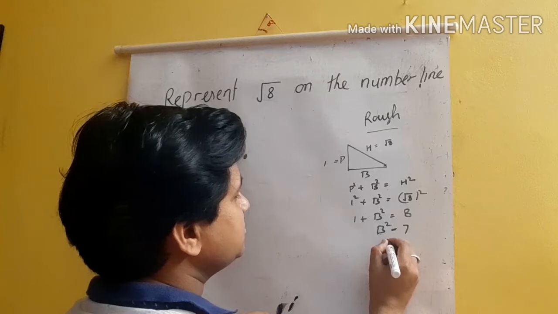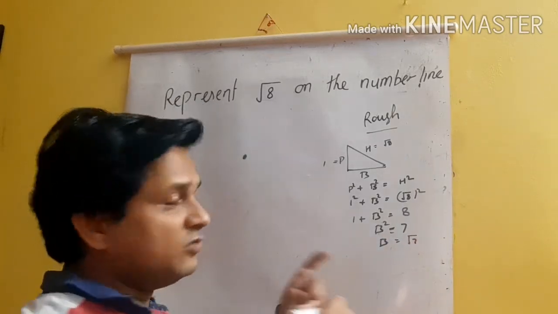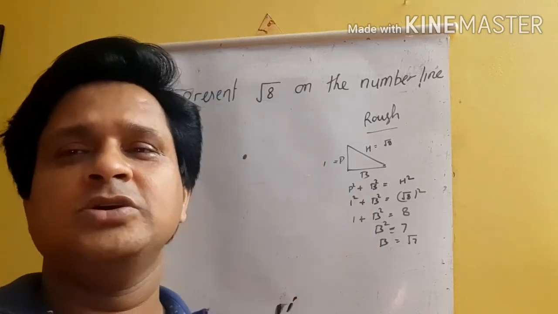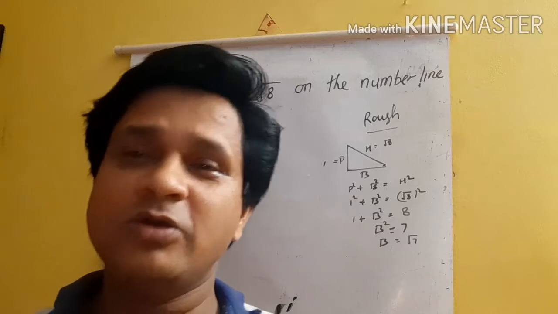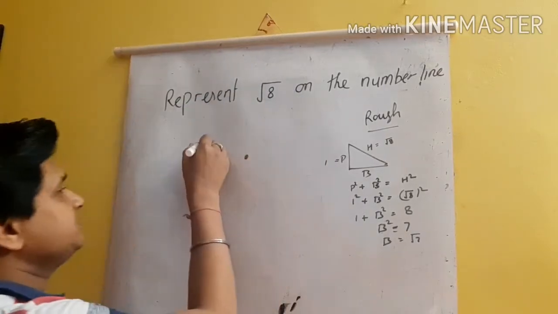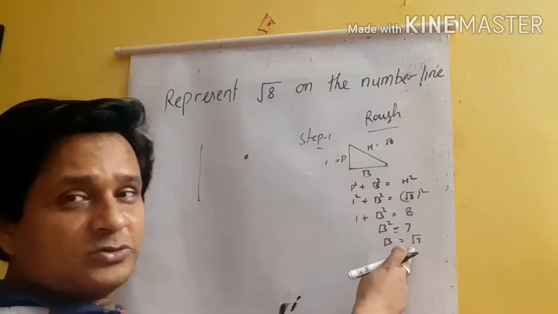So b is equal to root 7. So before representing root 8, we have to represent root 7 on the number line. Now to represent root 7, what you have to do? Use Pythagoras theorem. This is step 1. First I have to represent root 7.